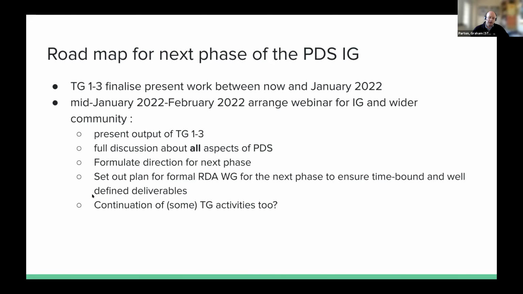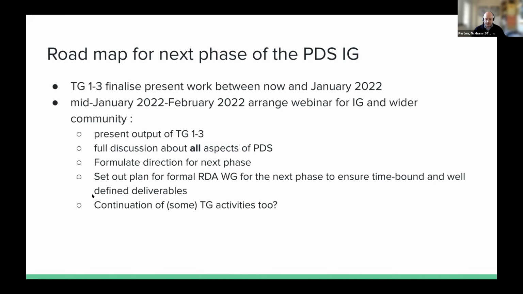the interest group and the wider community to present the outputs of those task groups and to give us a real idea of where our understanding is of the landscape. And from that, we'll have a wider, fuller discussion about all aspects of professionalizing data stewardship. And we hope then to formulate a direction for the next phase of the interest group.